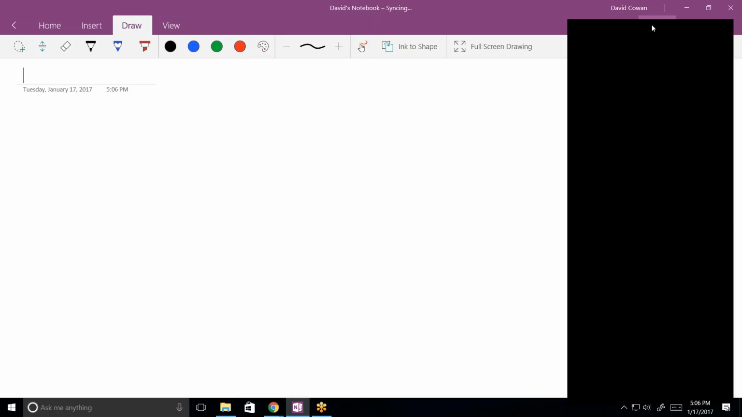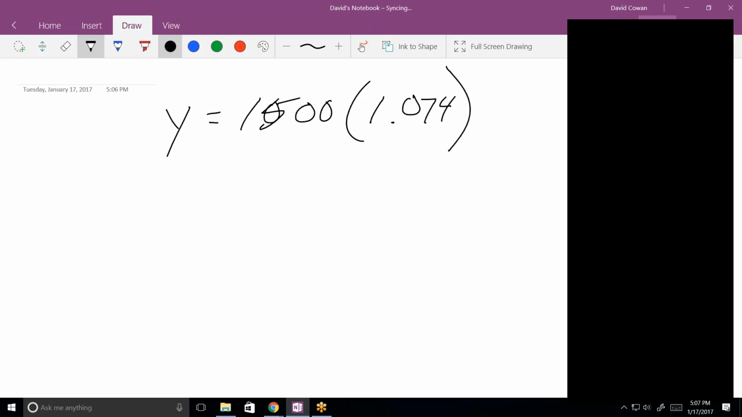Okay, what else you got? y is equal to 1,500 times 1.074 to the power of 5. So A sub 0 is what? A is equal to 1,500. And R is what? 0.074.